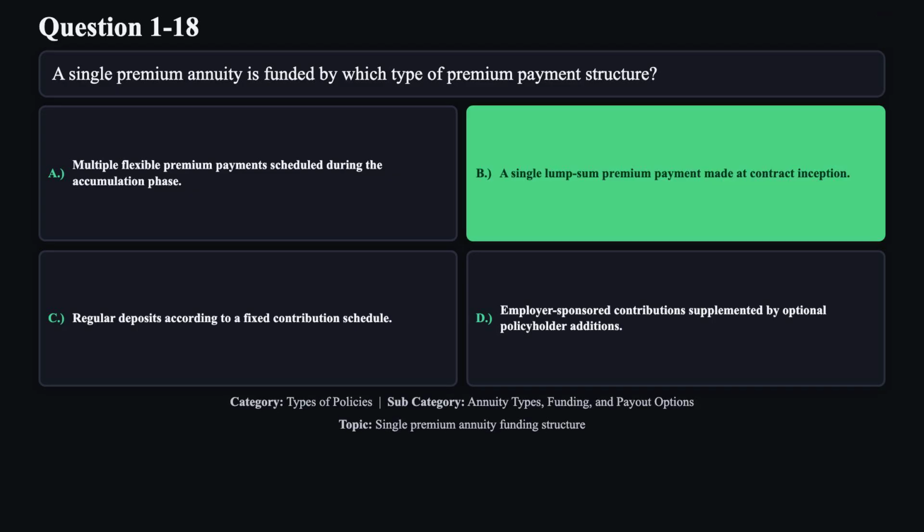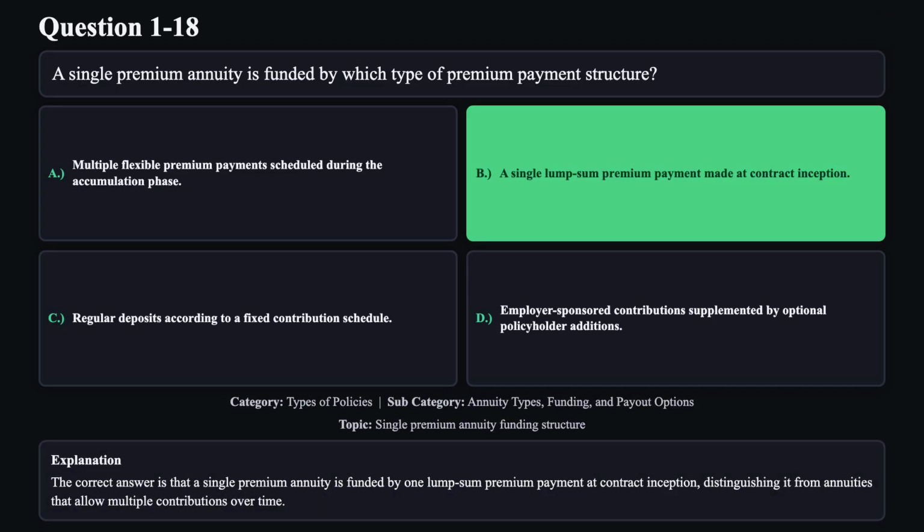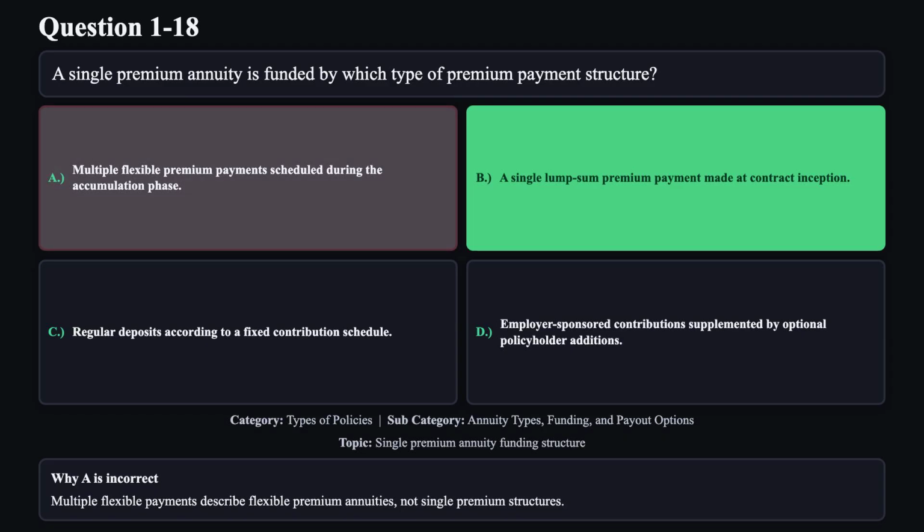The correct answer is B. The correct answer is that a single premium annuity is funded by one lump sum premium payment at contract inception, distinguishing it from annuities that allow multiple contributions over time. Reason A is not correct. Multiple flexible payments describe flexible premium annuities, not single premium structures.